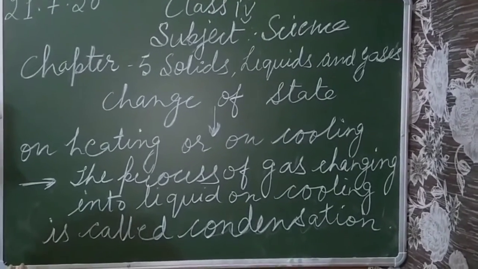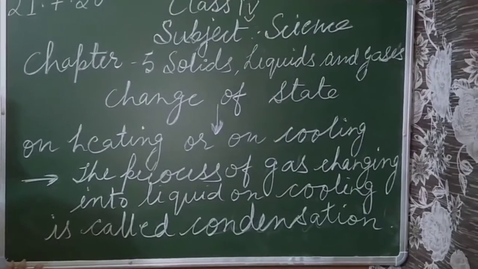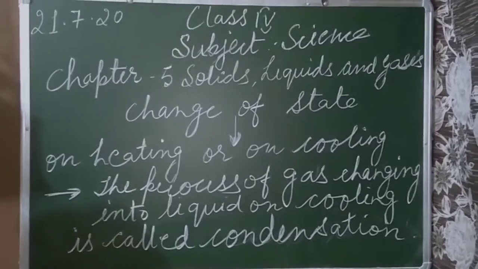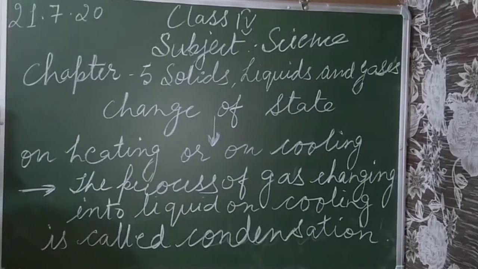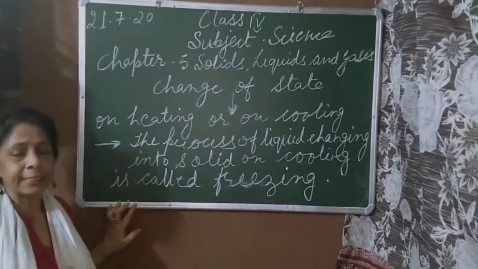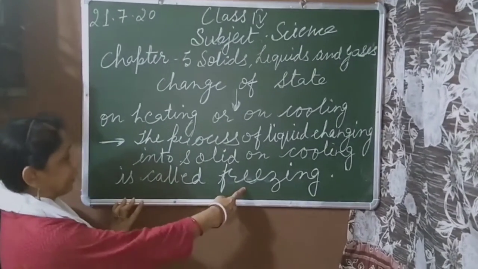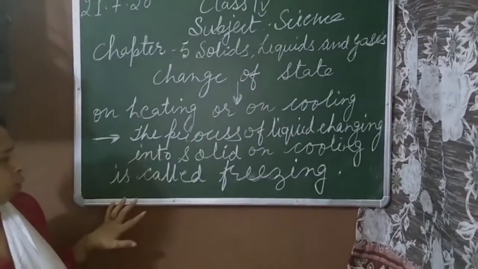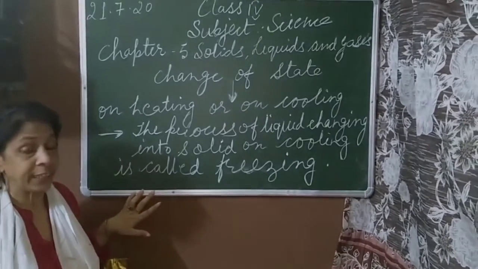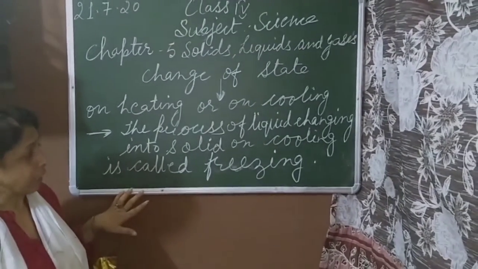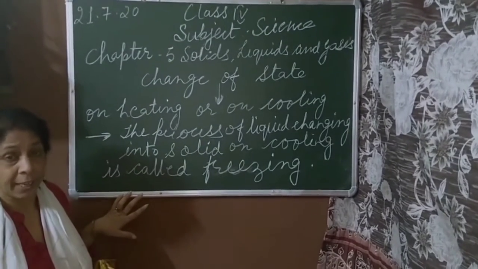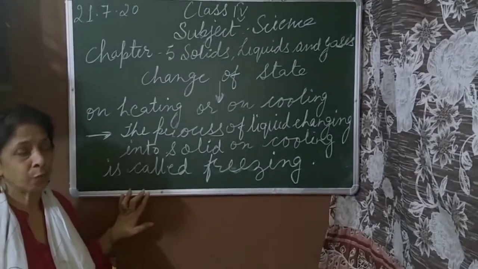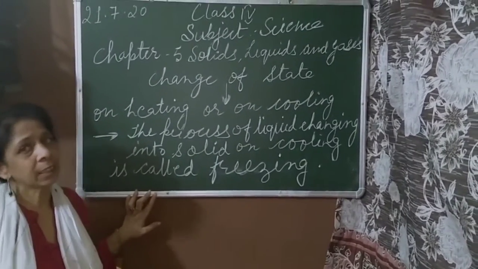जब गैस को ठंडा करते हैं तो वो फिर से लिक्विड में चेंज हो जाता है, जिसको हम कंडेंसेशन कहते हैं. Next, definition of freezing is the process of liquid changing into solid on cooling is called freezing. जमना. जब लिक्विड को और ठंडा करते हैं तो वो फिर से सॉलिड में बदल जाता है, जिसको हम फ्रीजिंग या जमना कहते हैं.